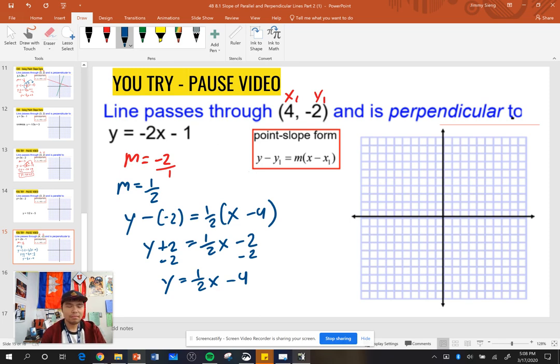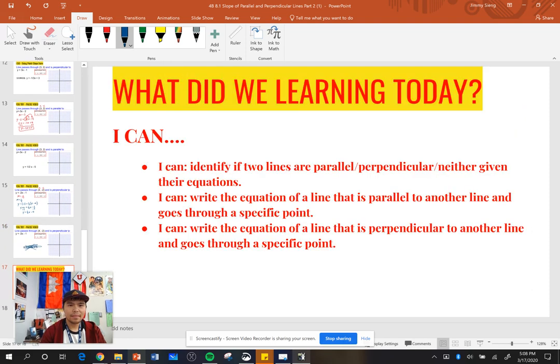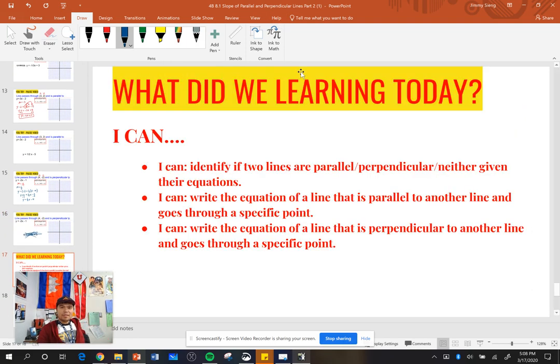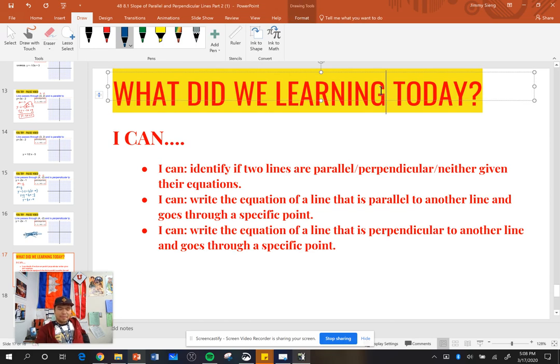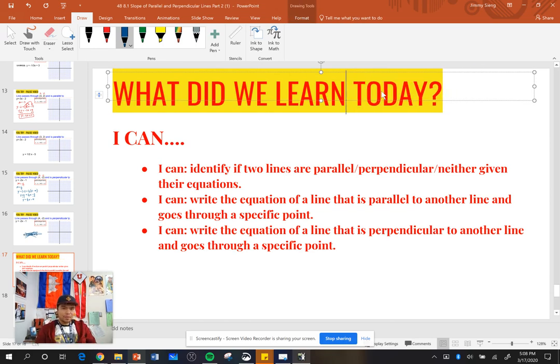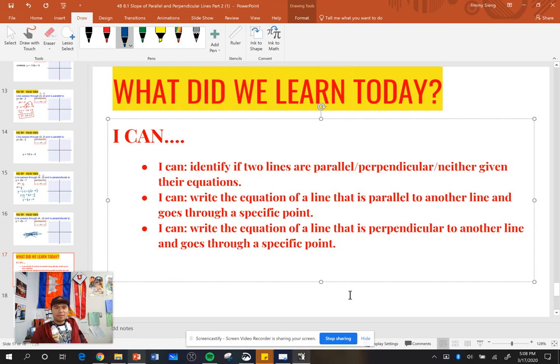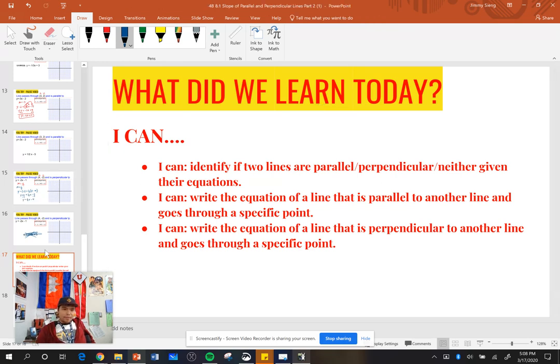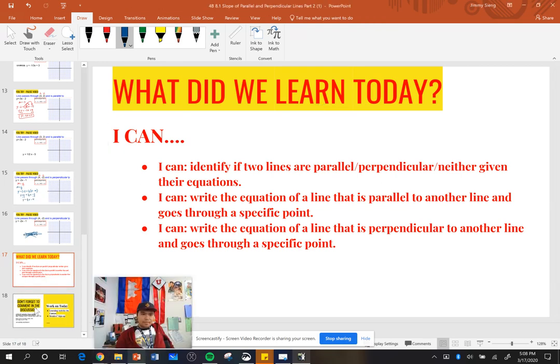We're good. All right. Anyway, so what did we learn today? We learned that we can identify two lines that are parallel, perpendicular, neither, and we can make the equations of a parallel and perpendicular line, okay? So that's it for today's lesson.